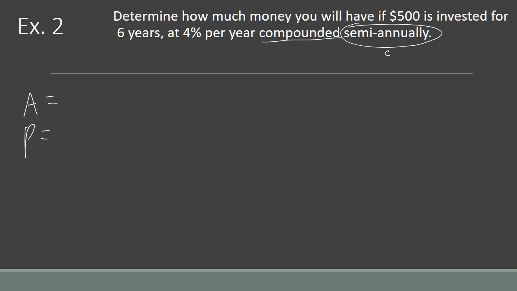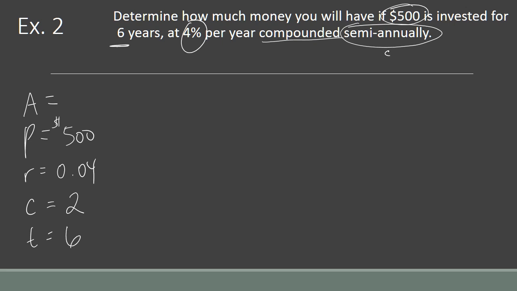Your principal, how much you start with. You start with 500. Your interest rate, 4%, which don't forget, you have to make it a decimal, divide by 100. Your compounding period, so semi-annually, that stands for 2, twice per year. So this time it's 2. Time, how many years? 6. Now plug it all into our formula.